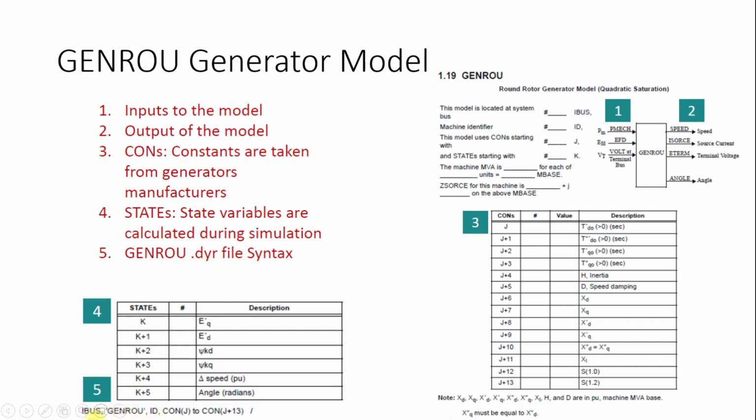If you see here, you have to provide this IBUS, then you have to provide the name GENROU, then you have to provide the ID of the generator. This is the bus number where the generator is connected, this is the ID of the generator, and then the different constant values. When you provide these values, you can simply add them in your Notepad file and save this file as a dyr file, and that's it. Your dyr file will be created.